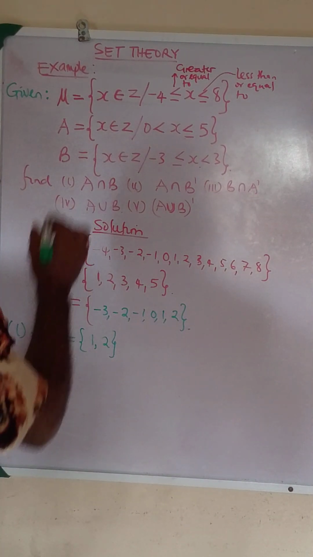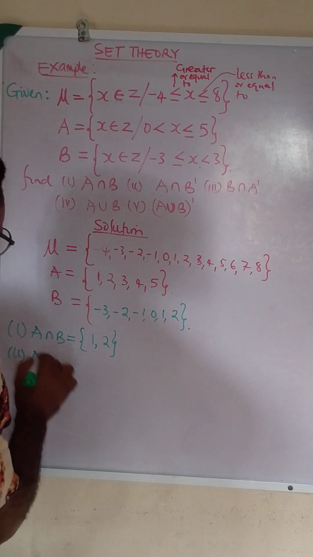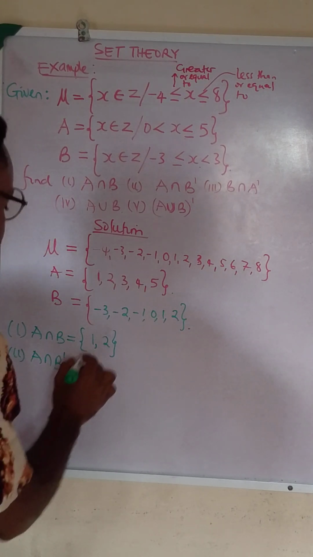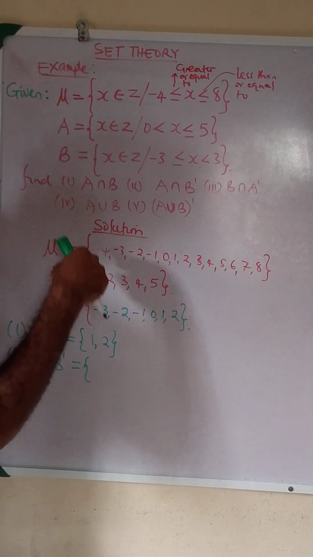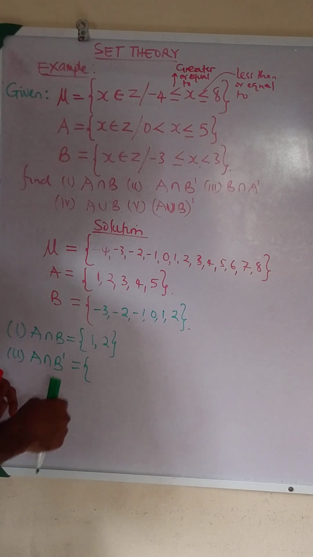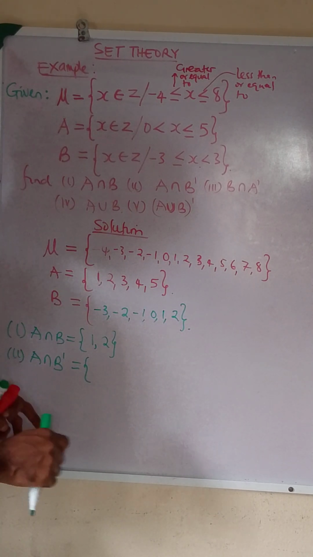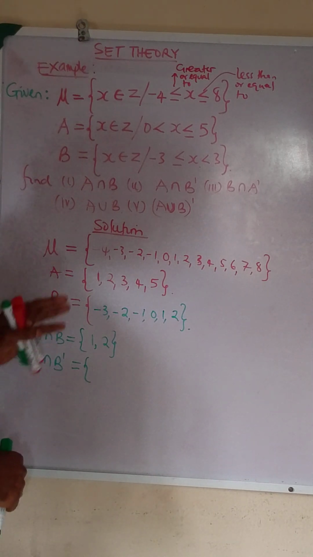And so we find the second one, II, which is A intersection B prime. What this means is elements of set A that are not in B. A intersection B prime means elements of set A that are not in set B.